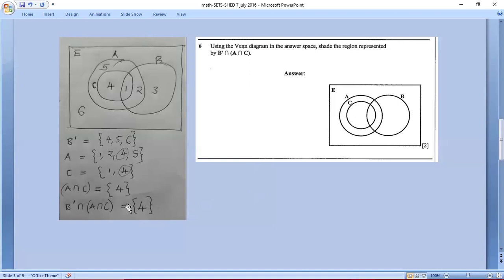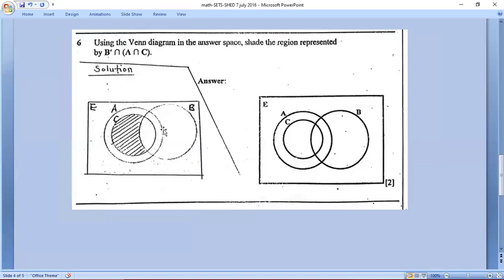That is what you put, and that's the area you need to shade, where there is this 4, because 4 is the only element common in both of these sets. B complement is 4, 5, 6. A intersection C is 1 and 4. So when you pick the common thing from these two sets, it's just the 4. That's the area you need to shade, which is this area. And that's how you do it.